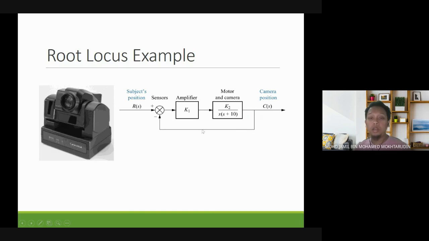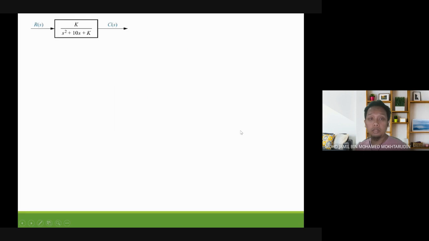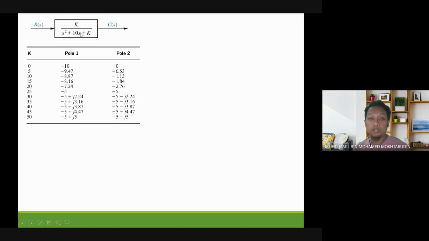So firstly, before we can draw the root locus, we always simplify the block diagram. We simplify the block diagram and find the closed loop transfer function, so we use the feedback formula for block diagram. Then we simplify further by assuming k is a constant or a gain, again k equals k1 times k2. So this is our transfer function just now.